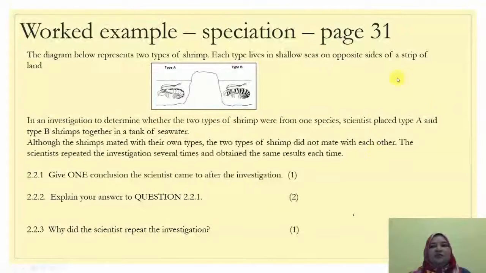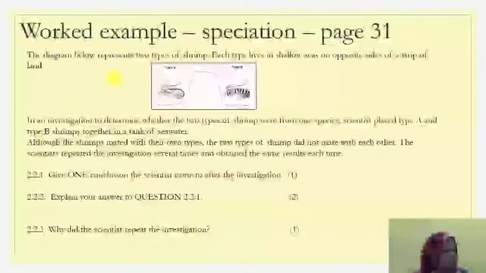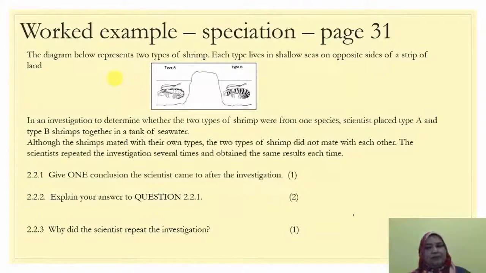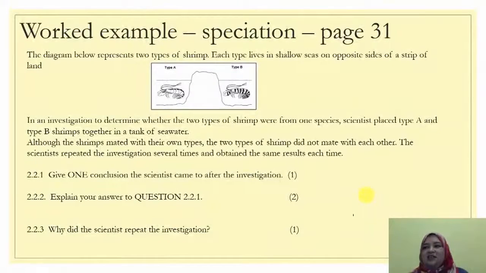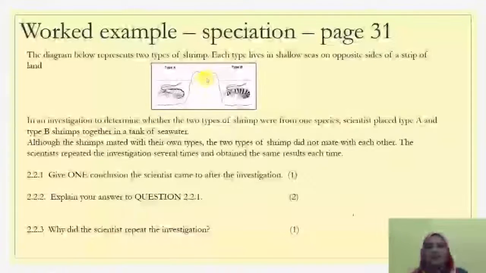Let's look at this worked example. This is on page 31 of your notes. So paging over to page 31. I expect you now to answer these 4 marks, 4 minutes, 4 marks. It says, the diagram below represents 2 types of shrimp. Each lives in shallow seas on opposite sides of a strip of land. Because the sea is shallow, they can't go over. So there's a strip of land in between. What does the strip of land represent?